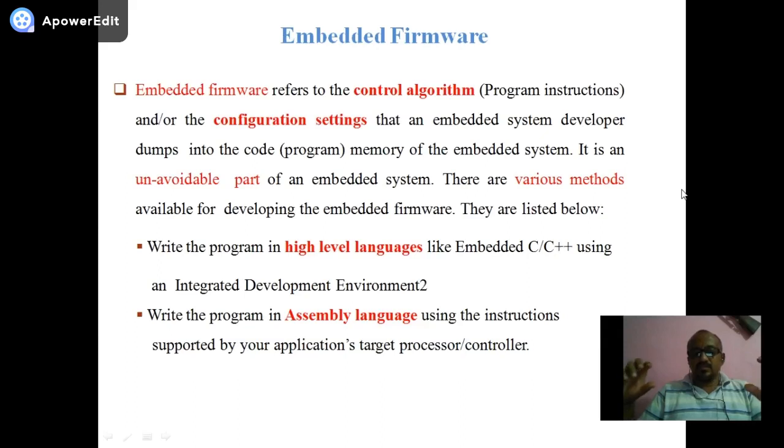There are various methods available for development of embedded firmware. We can write a program in a high-level language like C or C++ using an embedded integrated development environment. For example, for 8051 and for ARM Cortex M3 microcontrollers, we use Keil company's MicroVision IDE. One more choice is we can write an assembly language program using the instructions supported by the target processor.